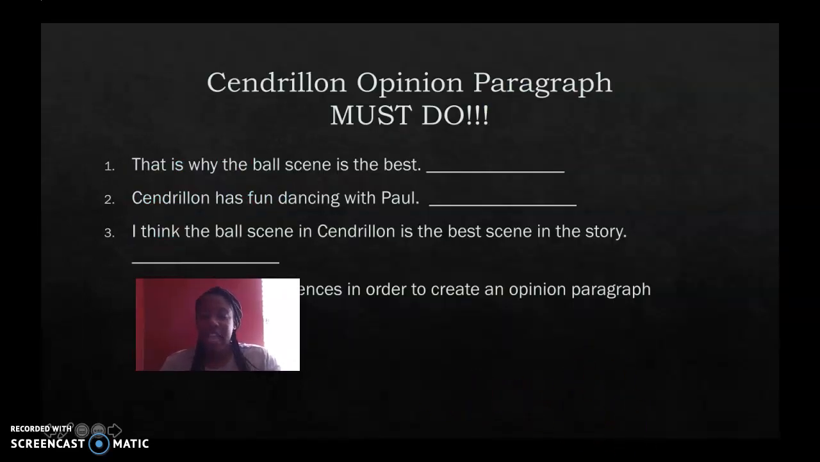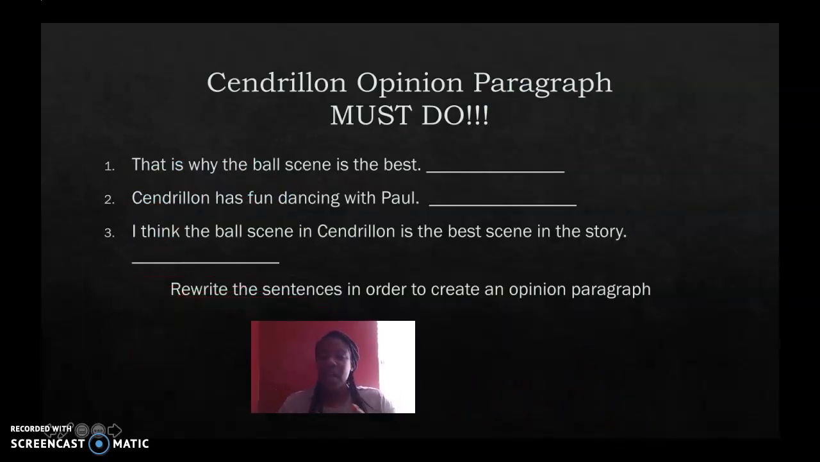Now, your to-do for today is, I would like for you to get a sheet of paper and number it 1, 2, and 3. These sentences are all out of order. The first sentence says, that is why the ball scene is the best. So we're talking about events that happen in this story, and I want you to write whether this is an opinion or whether it's a reason or example. So you're either going to write an O here or you're going to write an R or E. So that is why the ball scene is the best. Is that an opinion? You can write an O or you can write the word opinion because it's right here for you.